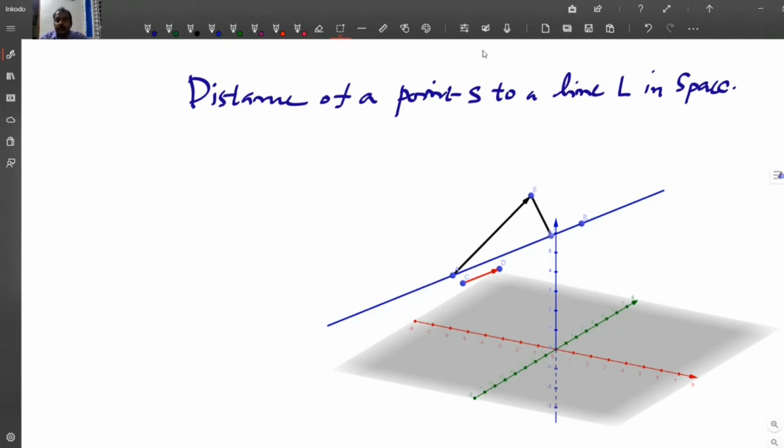So you come to the class. This is the line L, and this is a vector V parallel to the line L, and you have a point P. This is S, and suppose that this is N, so you have to find the distance between S and N. Suppose that the angle between the vectors PN and PS is equal to theta.